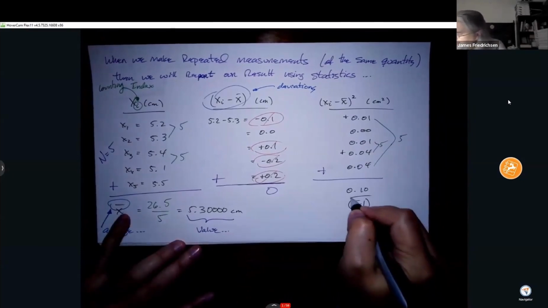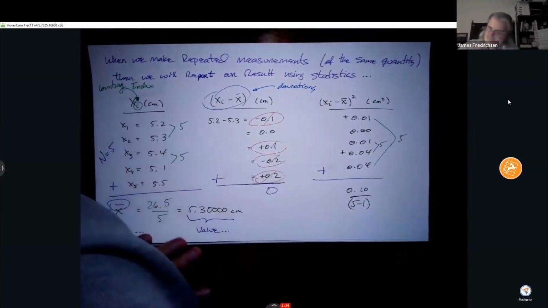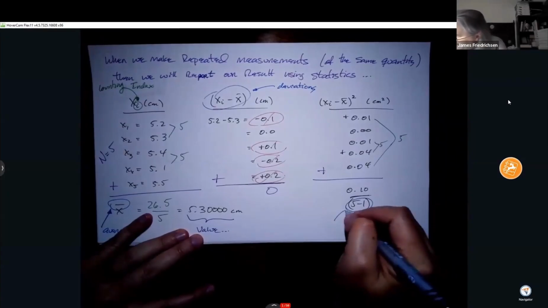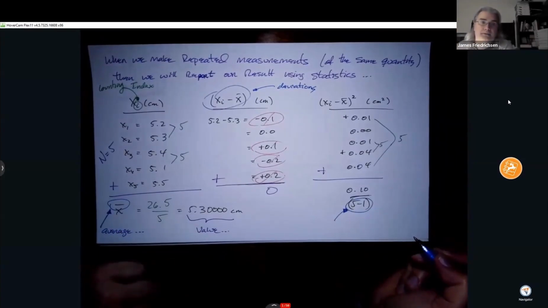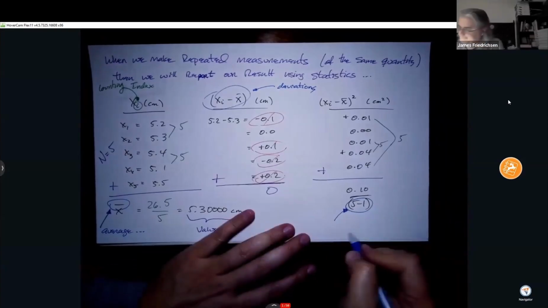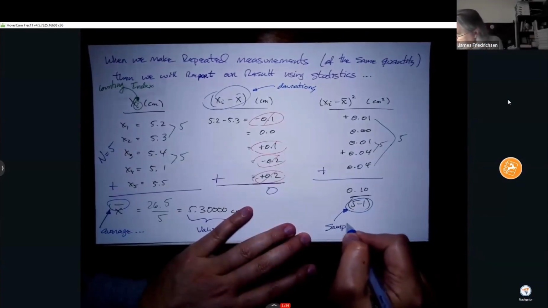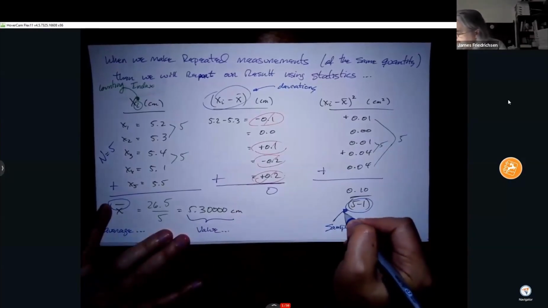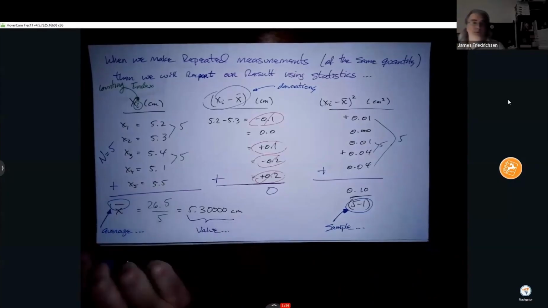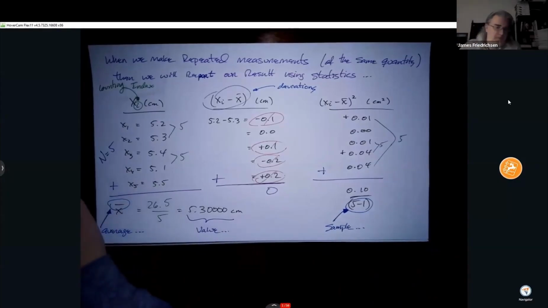Okay. And this is because it's a sample. Now, if that doesn't satisfy you, then the mathematicians have a really lovely class for you to take. It's called statistics. So because it's a sample, we do one less. If it was the entire population, we would do how many?